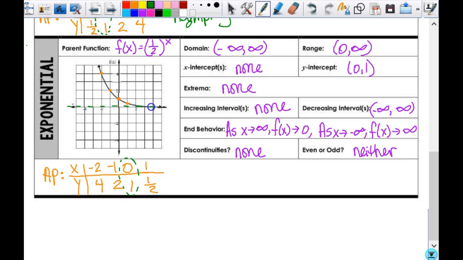I also have an asymptote. Need to write that down. Don't flip too quickly. Your asymptote is at y = 0. Okay? Everybody okay with all that? Any questions? Awesome. All right.